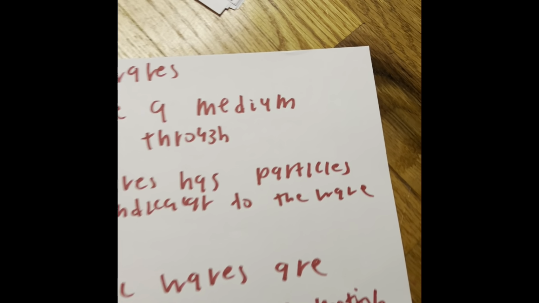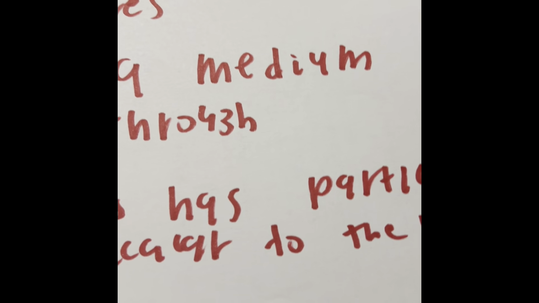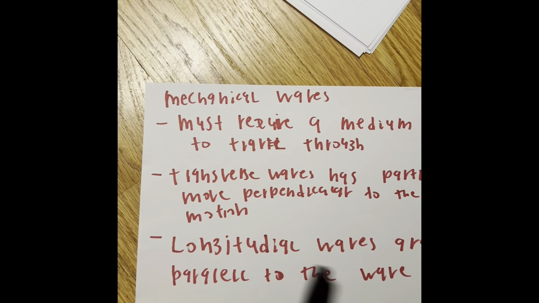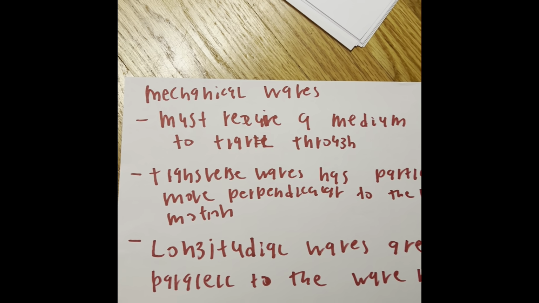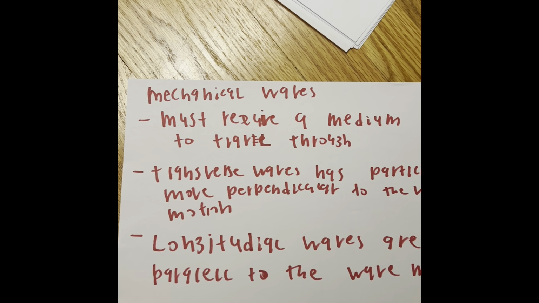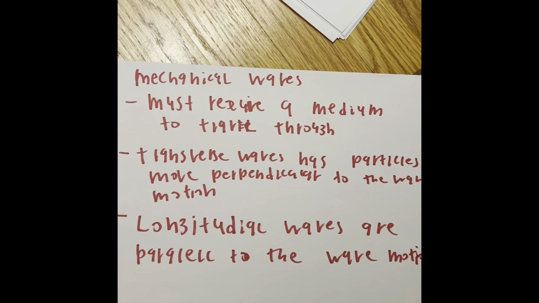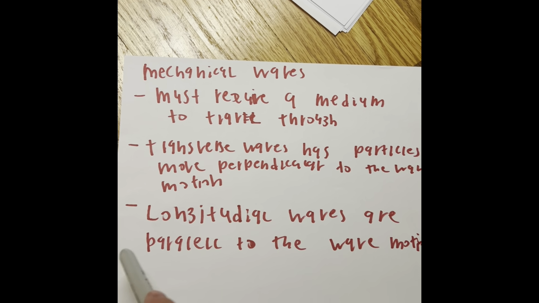A medium is something like water, air, a blanket, or anything. A vacuum like space is not a medium. Waves that are mechanical include sound waves, strings, guitars, water waves. Light waves are not mechanical waves. Neither are gamma rays.